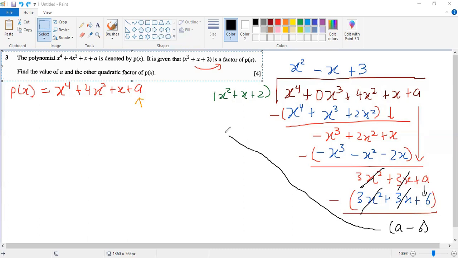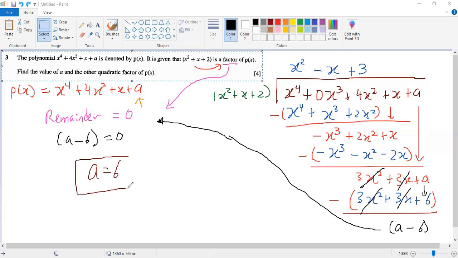For it to be divisible, they say that it is a factor. This is the key word here: factor means the remainder is 0. So the pink arrow says the remainder is 0, and the black arrow tells me the remainder is a minus 6. So a minus 6 is 0, and finally we arrive at the answer, a equals 6. Thank you.